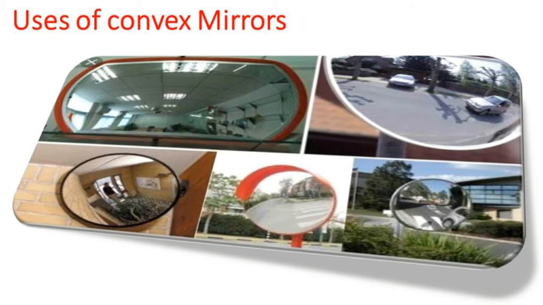Convex mirrors are installed on public roads as traffic safety devices. They are used in acute bends of narrow roads such as hairpin bends in mountain passes where direct view of the oncoming vehicles is restricted. It is also used in the blind spots in shops.